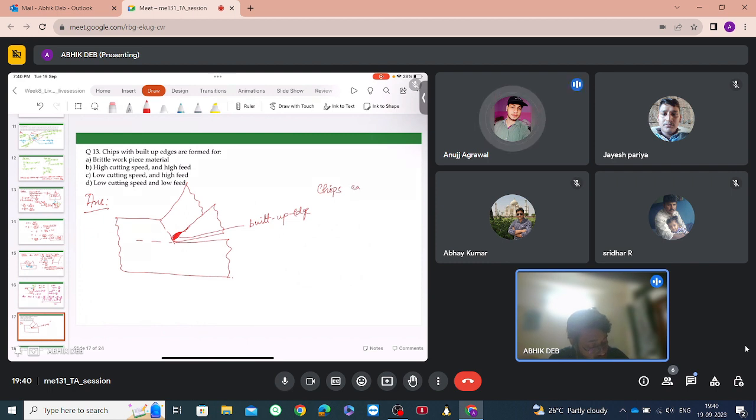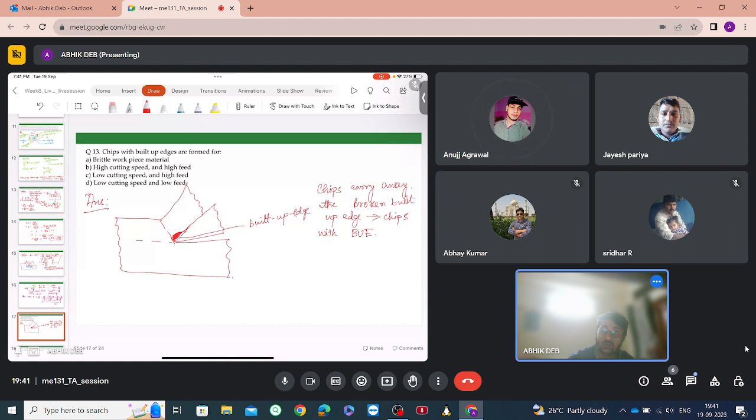Chips carry away the broken built up edge. It's called chips with built up edge. Now, when the chip takes away the built up edge, a fraction of the tool material may also be removed. So it decreases the tool life. Now the question is, when is this cold welding possible? So, is it possible for brittle work material?